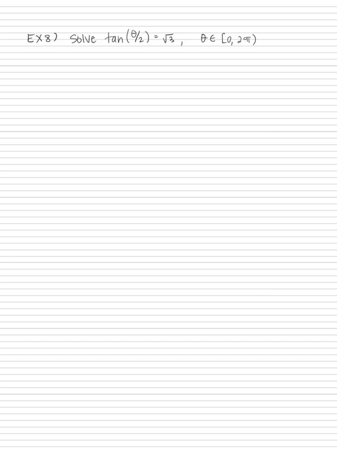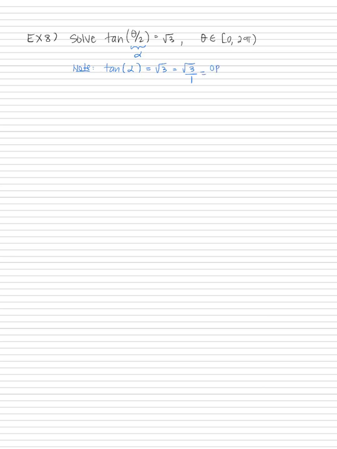Next example: solve tan of theta over 2 equals root 3, theta between 0 and 2 pi. Okay, so first, let me call this alpha. Note that tangent of alpha is square root of 3. That's the same thing as what? Square root of 3 over 1.